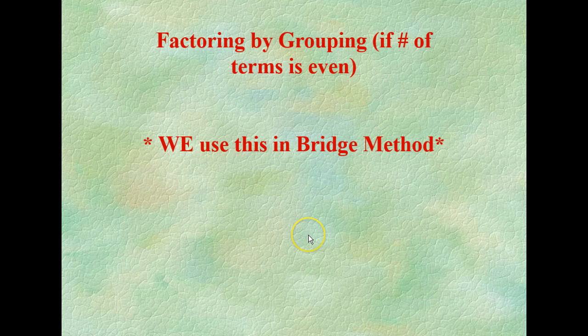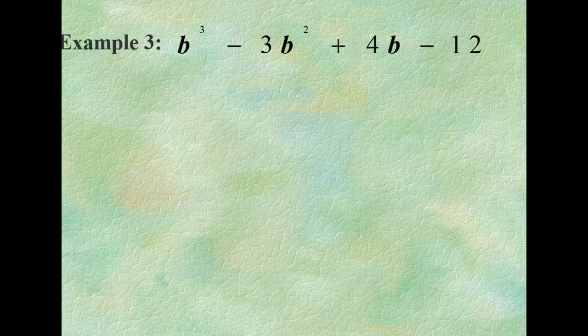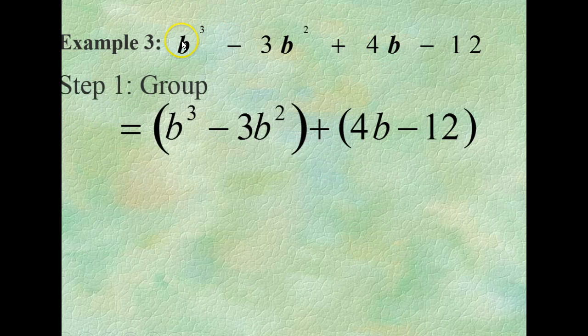Okay? We use this in the bridge method, so it should look familiar to you. Let me walk you through it kind of quickly. Example 3, b cubed minus 3b squared plus 4b minus 12. We do notice there are an even number of terms. So we're going to group the first two and the second two right here.